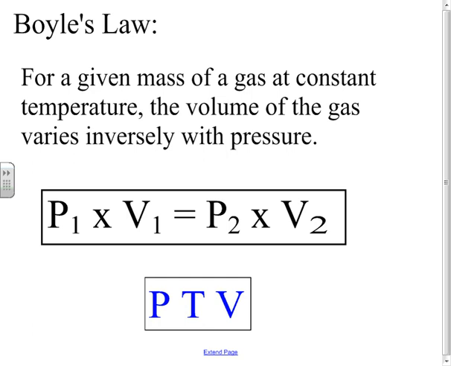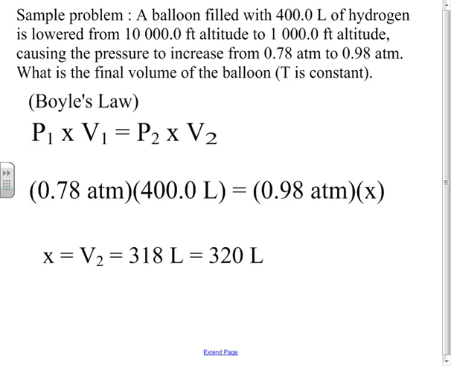Taking a look at a Boyle's law sample, Boyle's law states that for a given mass of a gas at constant temperature, the volume of the gas varies inversely with the pressure. So again, we see the product of the two variables showing an inverse relationship. A typical Boyle's law problem looks like this. Note temperature is constant. Remember, water boiling is a constant temperature, to help you remember that.